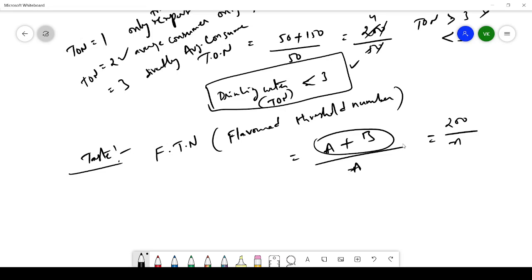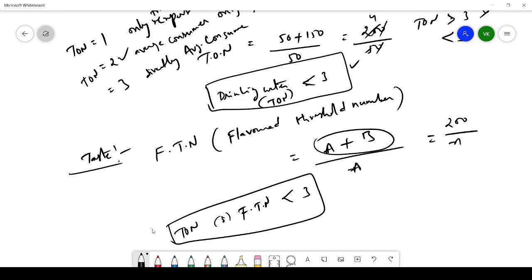Okay. FTN, even for taste, for drinking water standards, should be less than 3. FTN and TON, these two things should be less than 3 for supplying water. Okay, these are the physical characteristics of water. As I told you, the classification is based on state of matter.